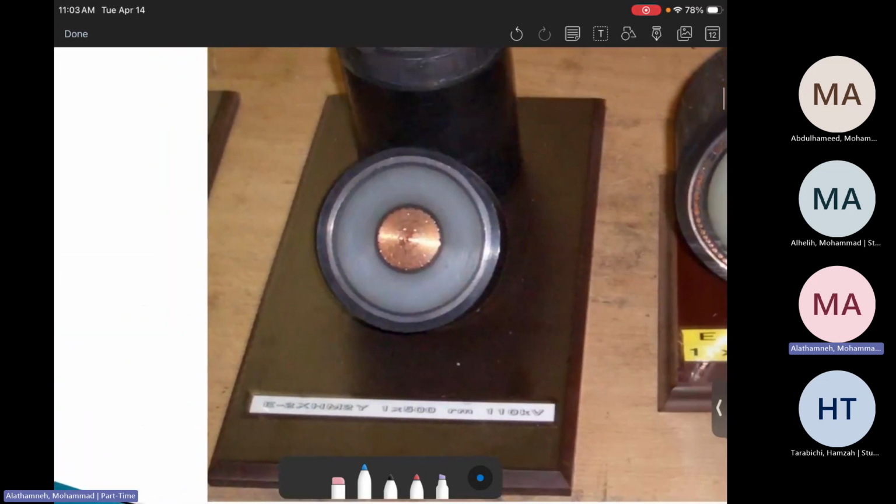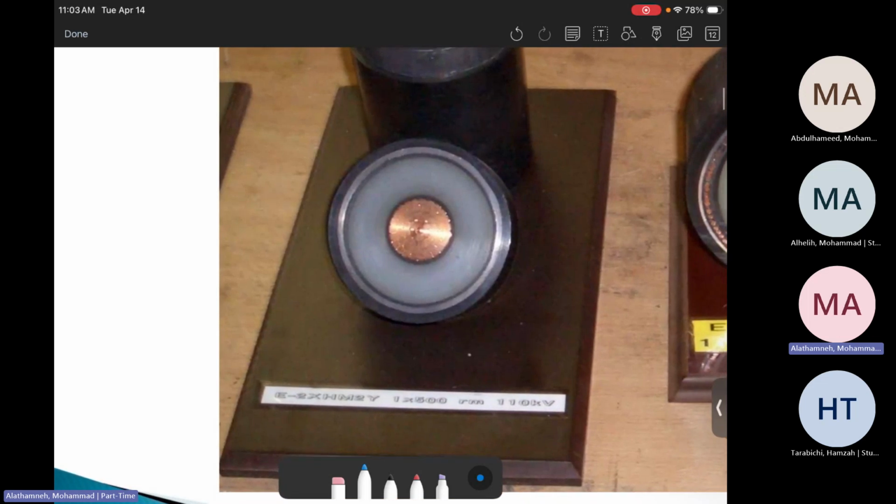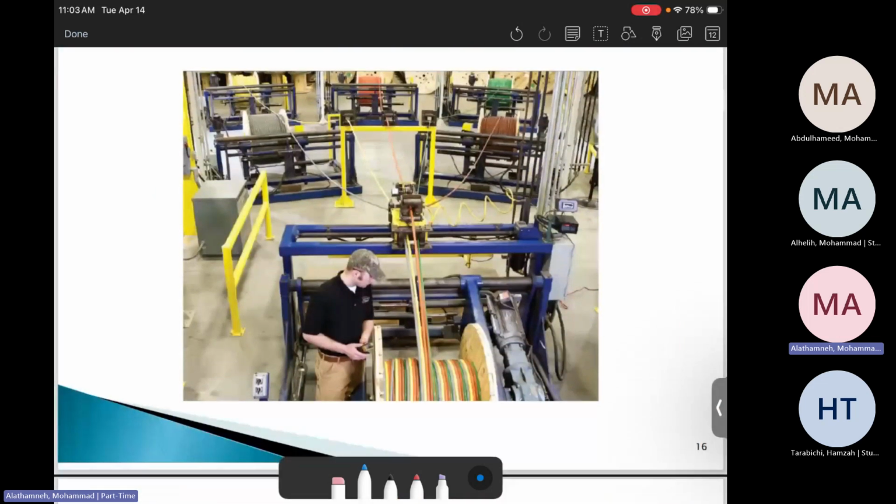This is a 110 kilovolts cable. And here is how they make it if they need to make the three-phase, this is how they're creating it. So the three-phase, all of them in one cable, this is a challenge.